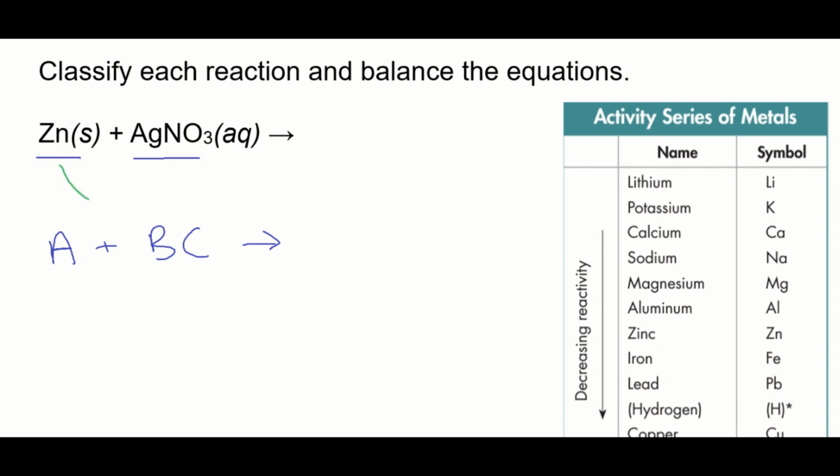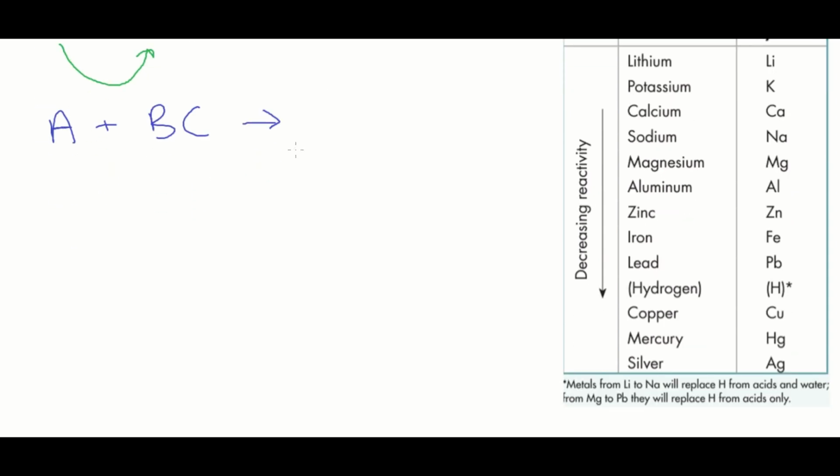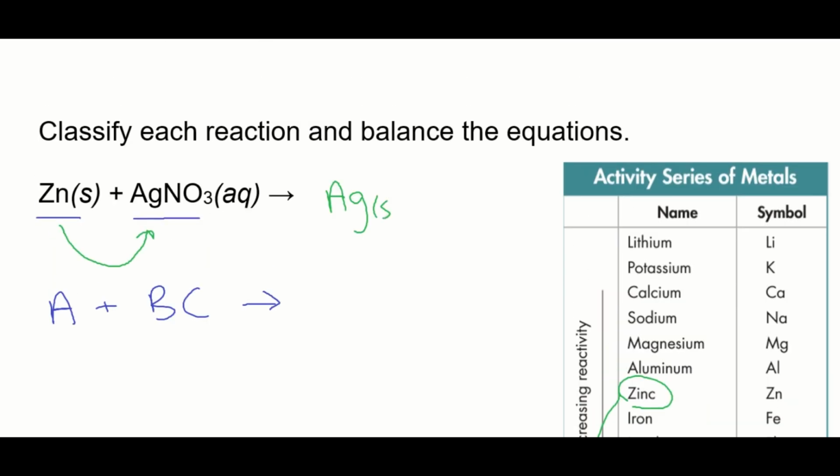In this case, zinc is a metal, so we want to see if zinc is more reactive than silver. You'll get this activity series of metals on your reference sheet on your exam. Silver, you see, is at the bottom. So zinc is going to displace silver. So silver is going to precipitate from this reaction, and zinc is going to go into solution with nitrate.